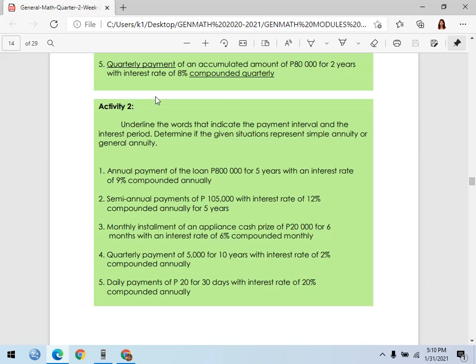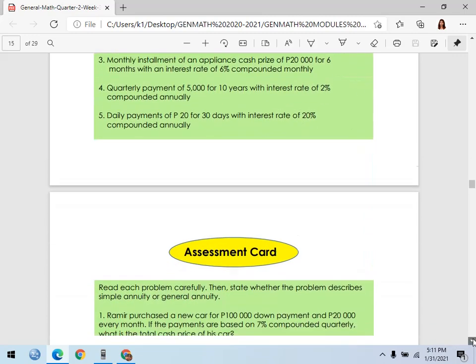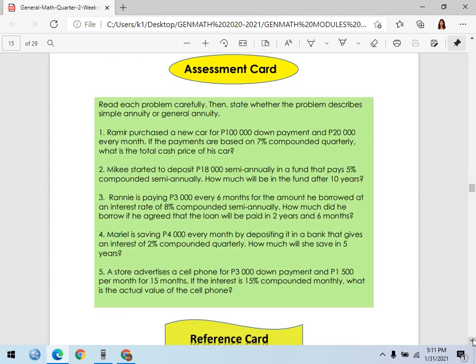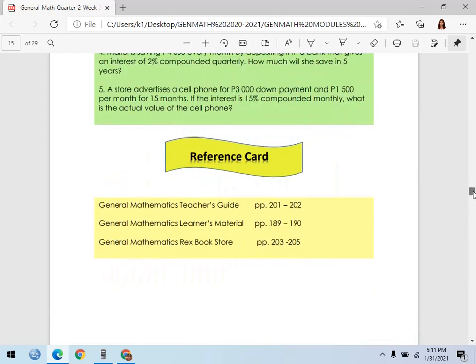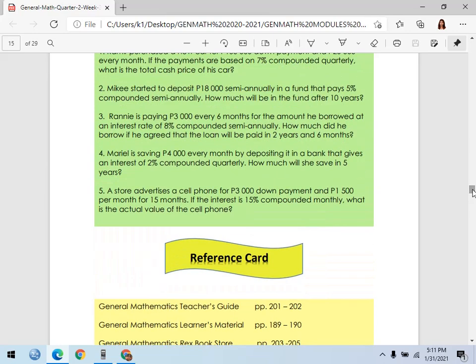For activity 2, you're going to underline the clue words that indicate the payment interval and interest period. Then you're going to identify whether the given situation is a simple annuity or general annuity. For the assessment card, you're just going to state whether the problem describes simple annuity or general annuity. And that will be all for the lesson number 2 of week number 3.